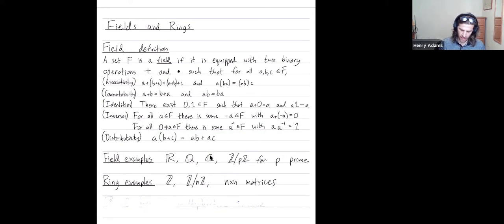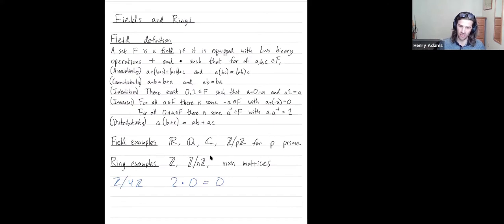Similarly with Z mod nZ for n not prime, that's not a field. So let's look at Z mod 4Z. All right, does 2 have a multiplicative inverse? Well, 2 times 0 is equal to 0, which is not the multiplicative identity 1. And 2 times 1 is equal to 2. And 2 times 2 is equal to 4, which is 0. And 2 times 3 is equal to 6, which is 2 in Z mod 4Z. So we've seen here that 2 has no multiplicative inverse because I never got 1. Okay. So since 2 has no multiplicative inverse, Z mod 4Z can't be a field.